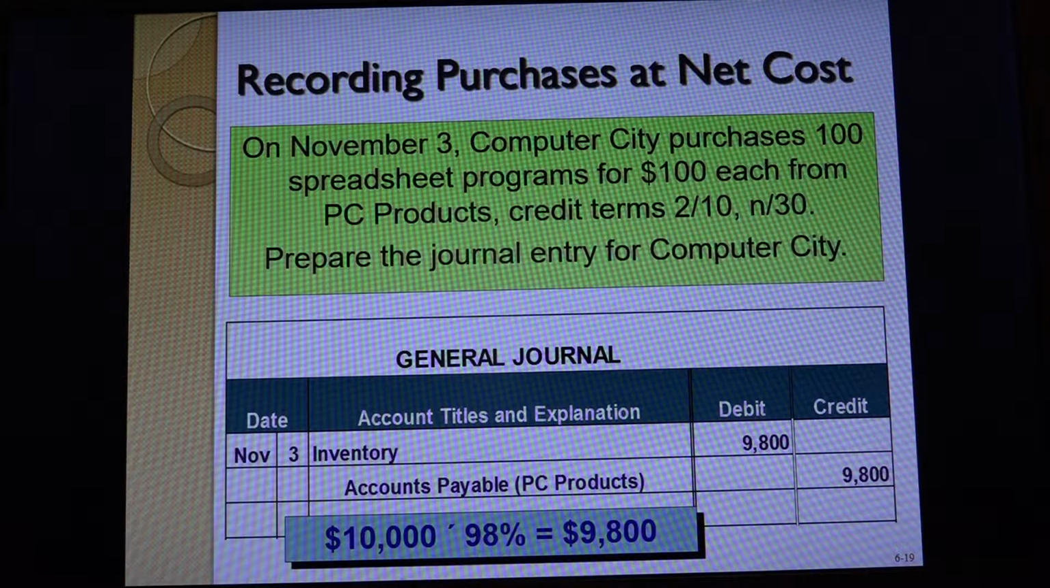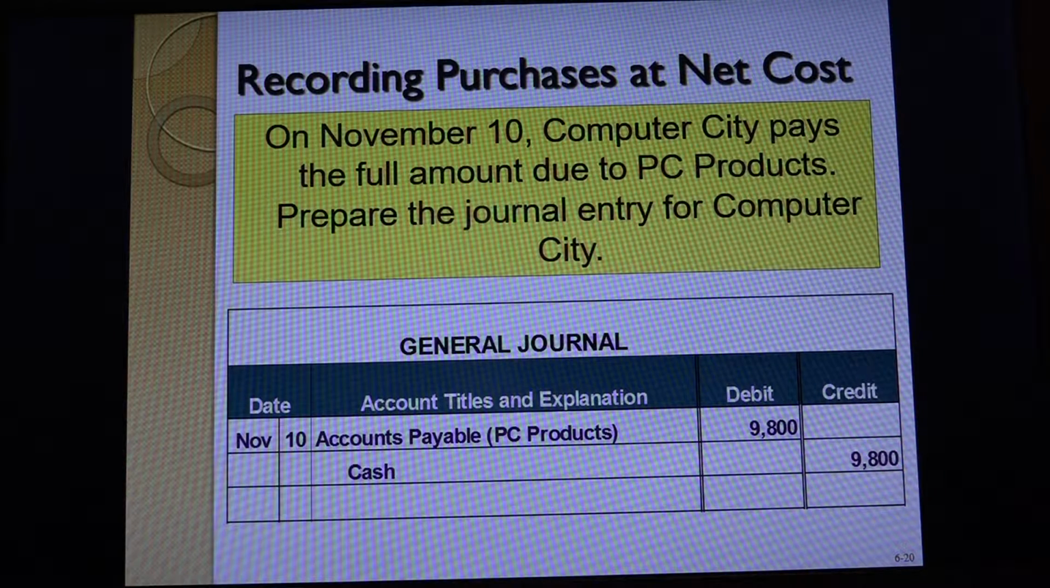So that's what's happening here. You know you're going to take the discount because it's good business to take purchase discounts. And so you're just going to record your inventory at the net amount. So they record inventory 9,800, accounts payable, PC products 9,800. And of course, when they actually pay it, they debit the accounts payable PC products account and credit cash for 9,800. Note they don't list anything about the sales discount.